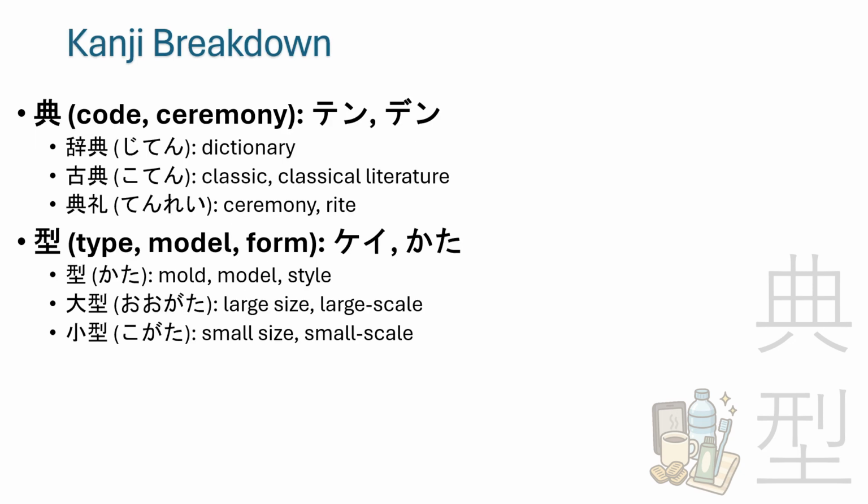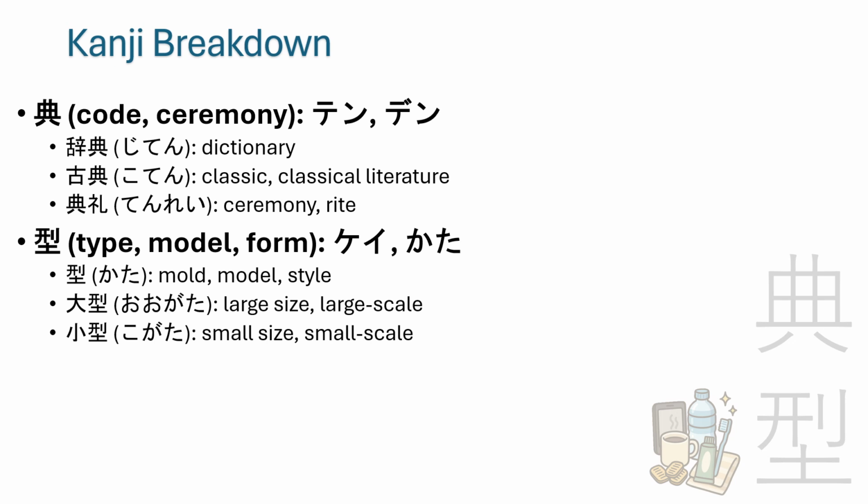Now let's dive into the kanjis. The first kanji, 典, in 典型 means code or ceremony, emphasizing traditional or established practices. This kanji is used in various words that deal with texts or formal events. For instance, 辞典 stands for a dictionary, serving as a reference guide or codebook for words, while 古典 refers to classic or classical literature, highlighting traditional texts. Similarly, 式典 refers to ceremony or rite, indicating formal established rituals.